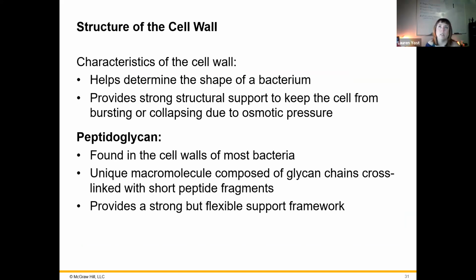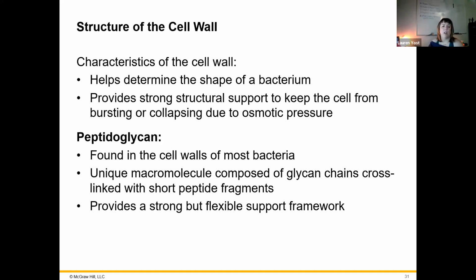The cell wall itself, that thick peptidoglycan layer, helps determine the shape of the bacterium and how well it can sustain its shape when exposed to too much or too little solute in the solution that it's swimming in, right? So that's osmotic pressure. So it won't burst or collapse due to that change in salt concentration surrounding the cell.